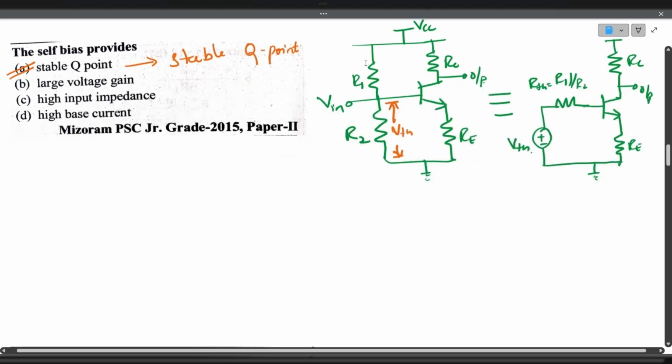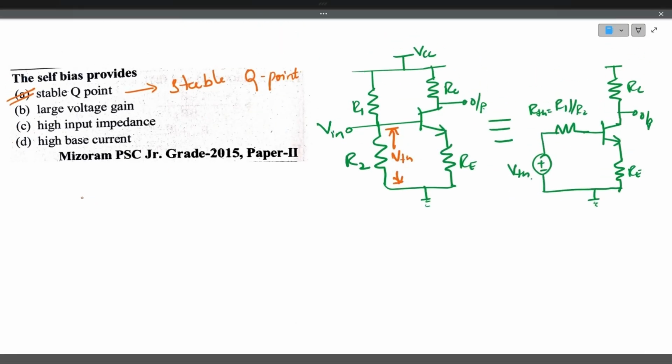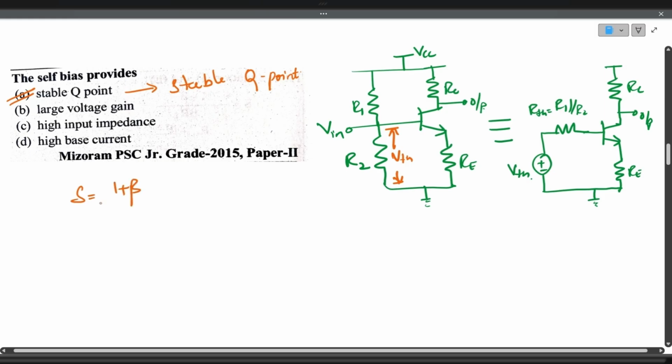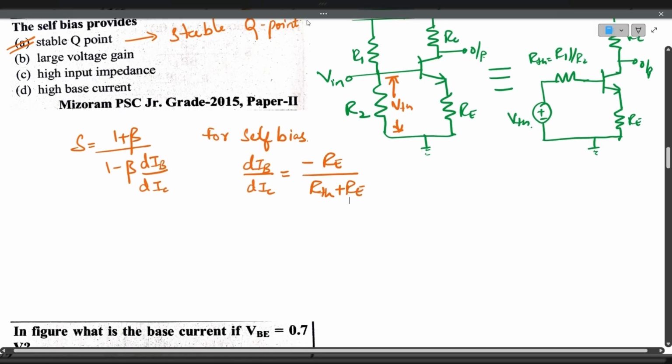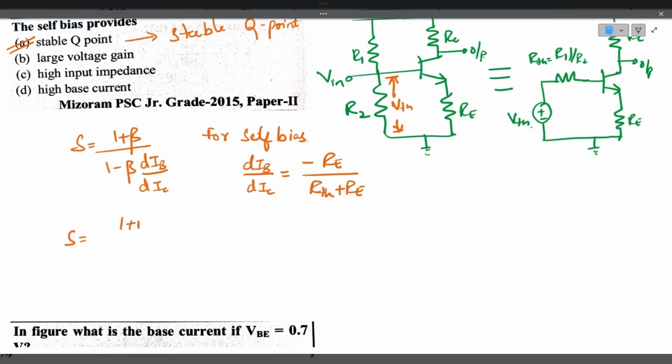Okay. Now for this circuit, the stability factor S is equal to 1 plus beta divided by 1 minus beta dIB by dIC, the change of base current with respect to collector current. This is the stability factor formula. For a self-bias circuit, dIB by dIC is given as minus RE, the emitter resistance, divided by R Thevenin plus RE. So if you substitute this value in the stability factor formula, we will get S equal to 1 plus beta divided by 1 plus beta times RE divided by R Thevenin plus RE.